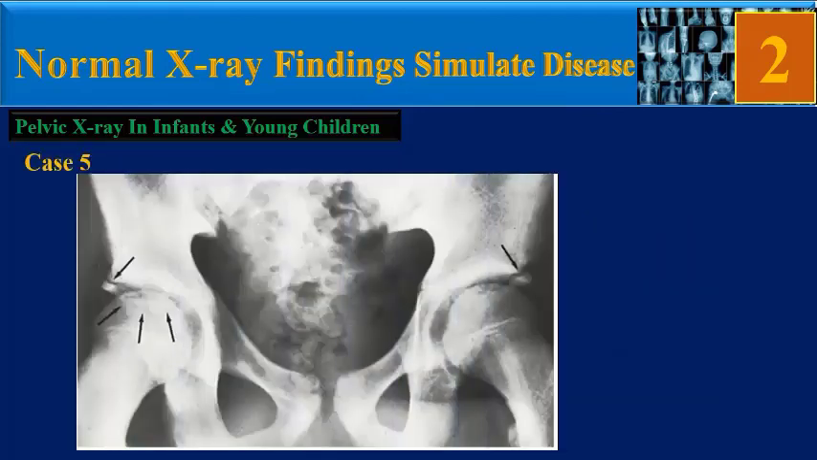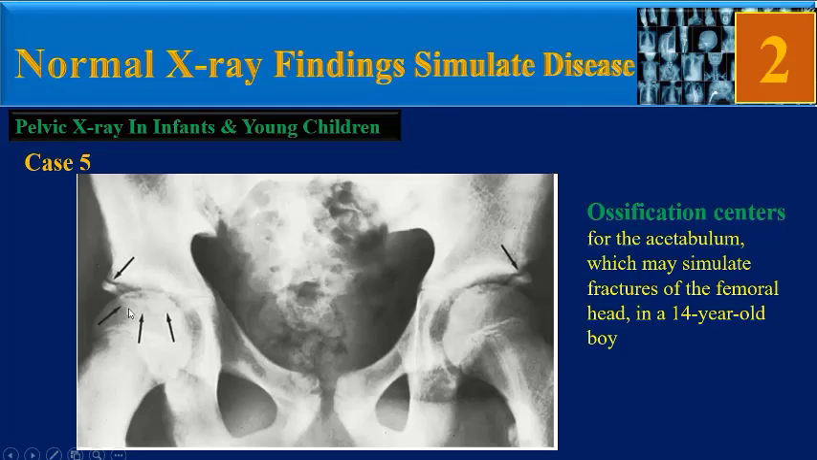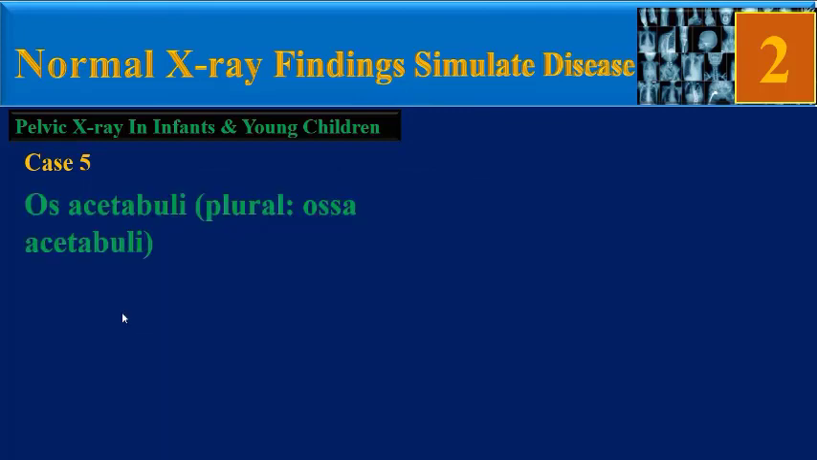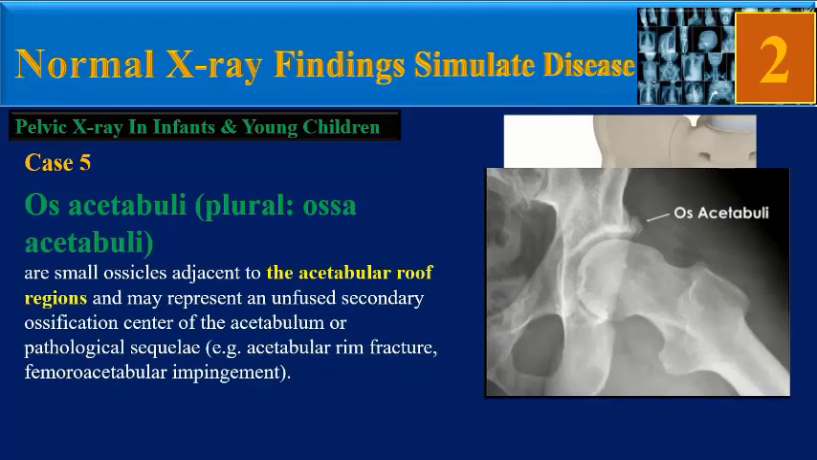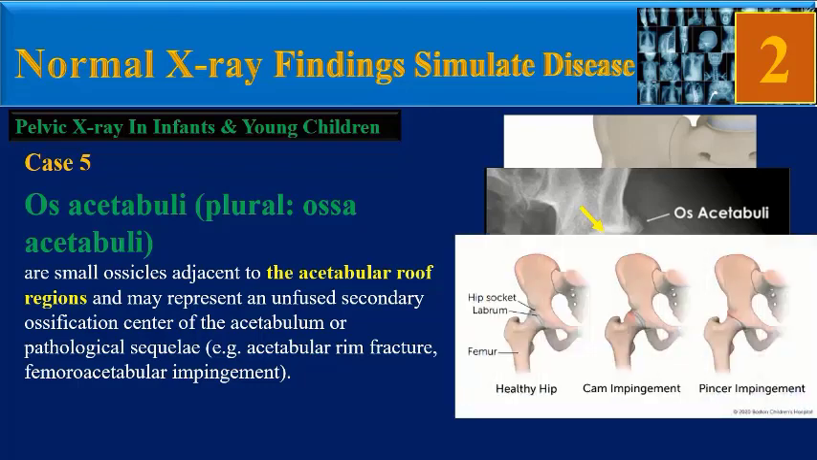Bilateral ossification centers for the acetabulum, which may simulate fractures of the femoral head, in a 14-year-old boy. Most os acetabuli are small ossicles adjacent to the acetabular roof regions and may represent unfused secondary ossification centers of the acetabulum or sequelae of trauma, for example, acetabular rim fracture or femoroacetabular impingement.